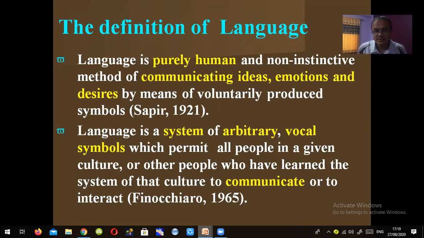Let's go to the next definition. It says language is the system of arbitrary vocal symbols which permit all people in a given culture, or other people who have learned the system of that culture, to communicate or to interact. Let's see here also: system, arbitrary, vocal symbol, communication, etc.